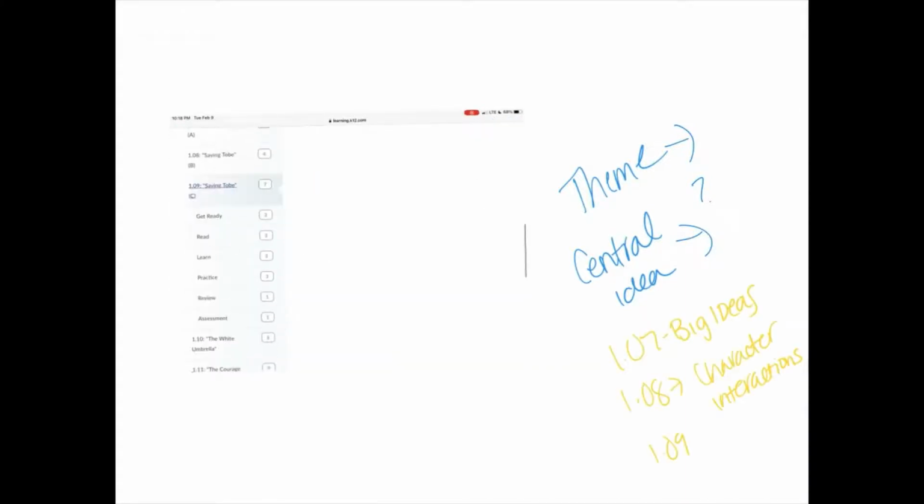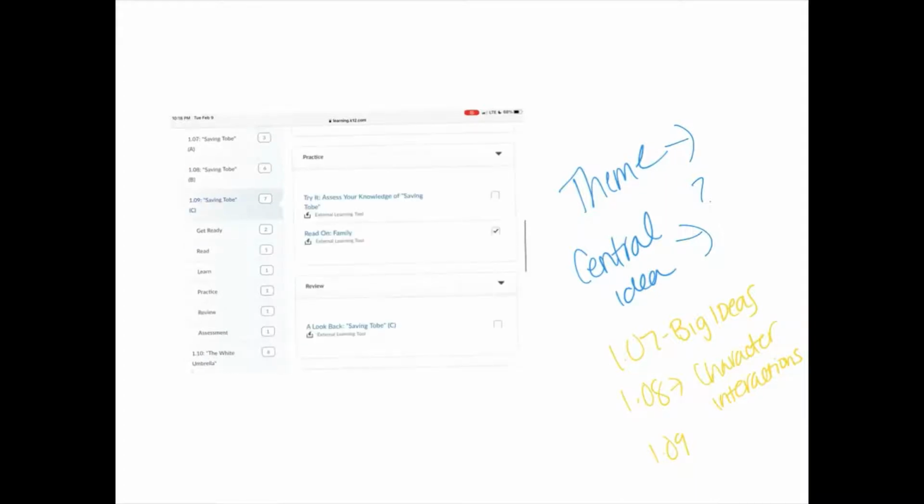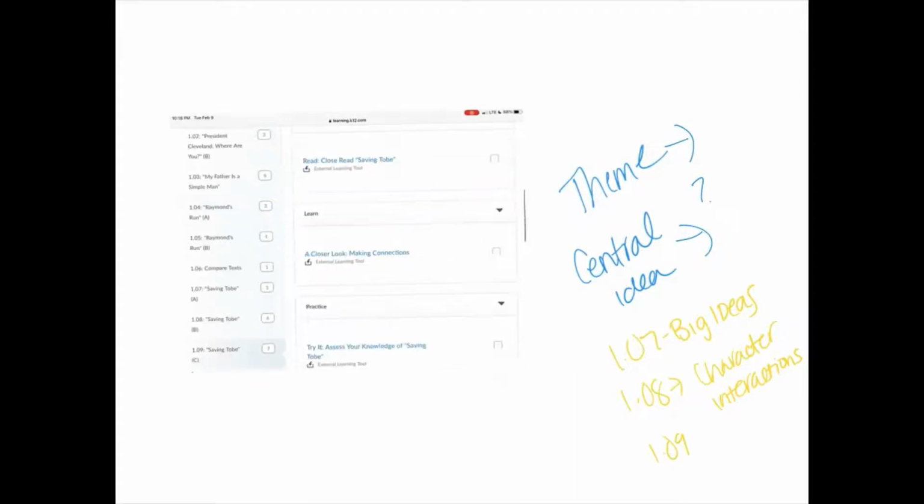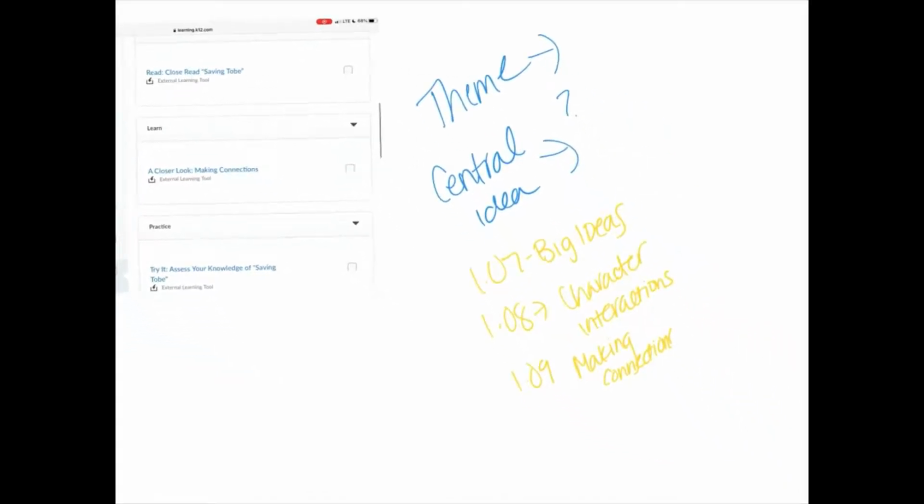Okay, you'll dive into lesson 1.9, which is still talking about the same reading. In this one, it's going to have you start making connections between this short story and maybe personal experiences. You'll also read a News ELA article that relates to this sort of experience that is described in this short story. So this lesson's all about making connections. This is where things really stick.